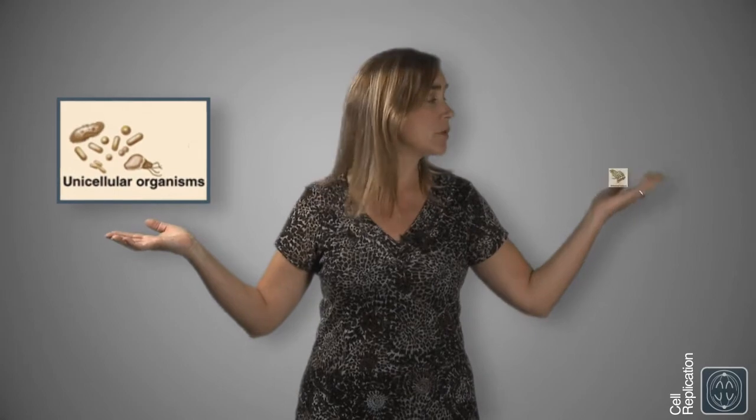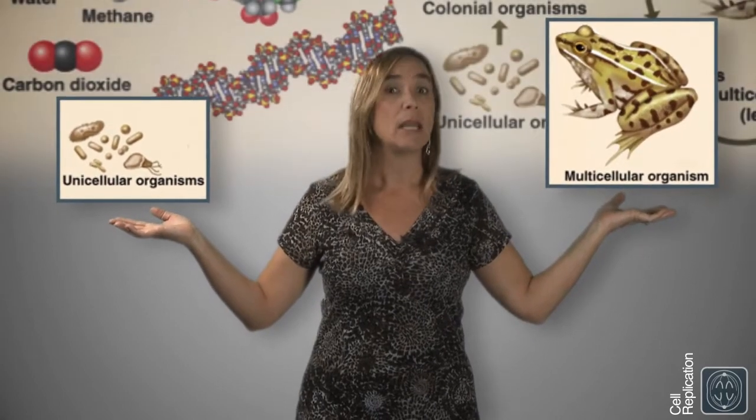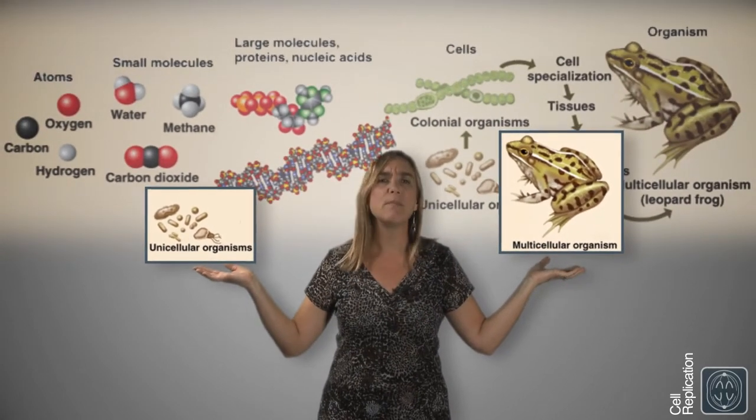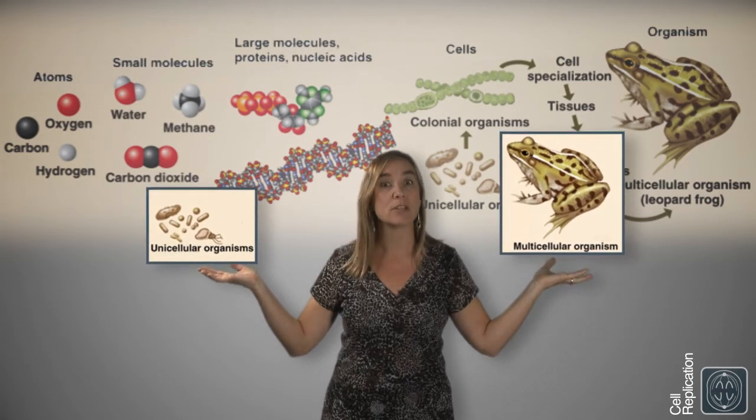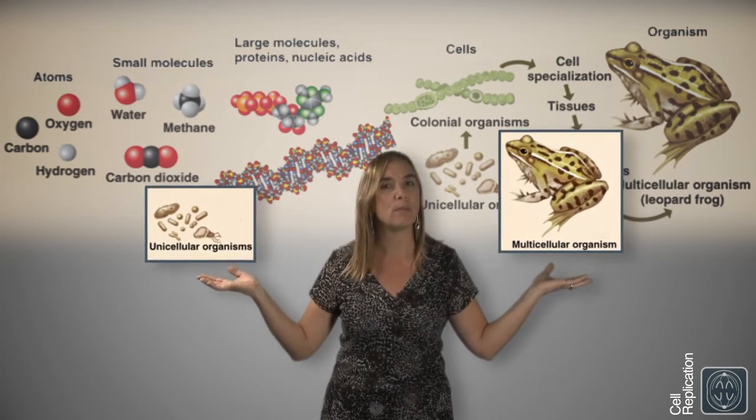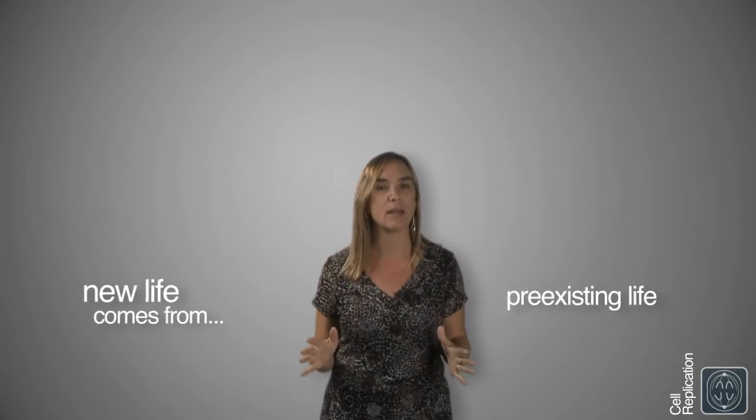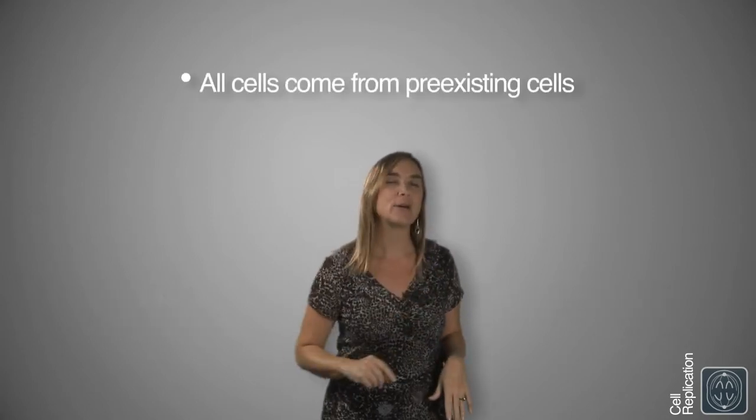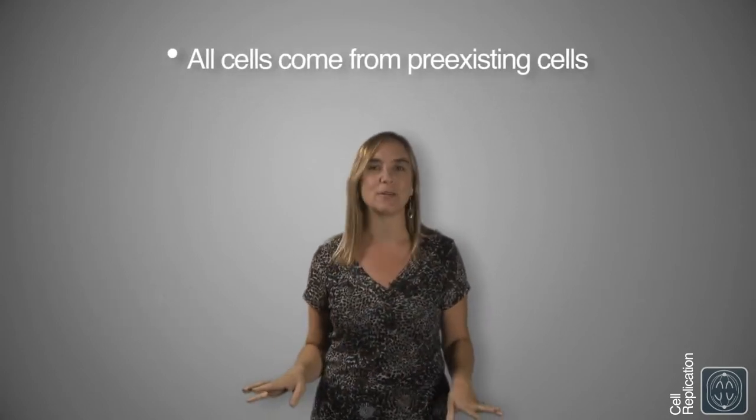Some life on our planet consists of single-celled organisms, whereas other life consists of multicellular organisms. In both cases, the cells that make up the organism must give rise to more cells as the organisms grow, divide, or reproduce. The continuity of life on our planet demands that all new life comes from pre-existing life, or in other words, all cells come from pre-existing cells.